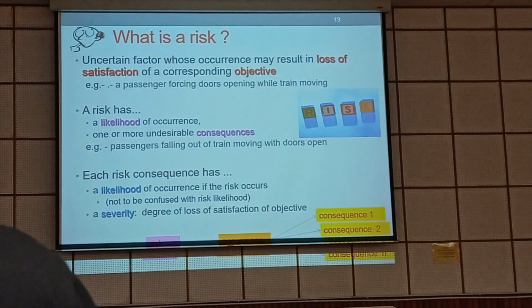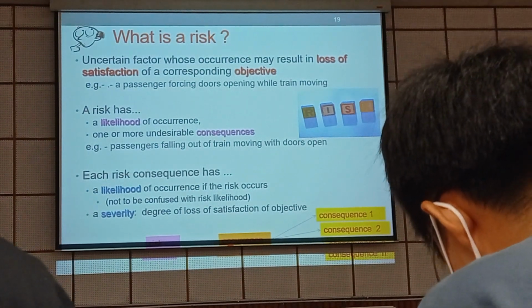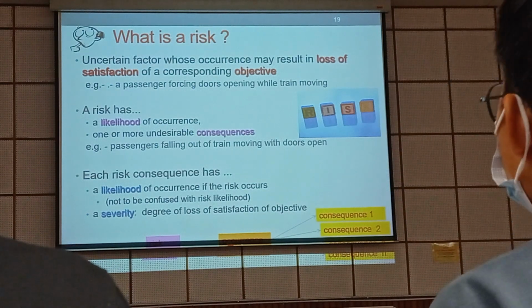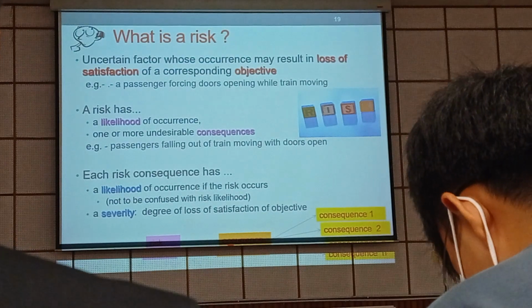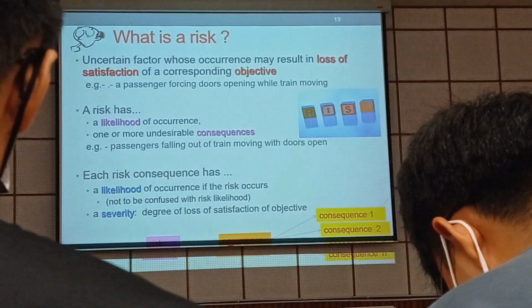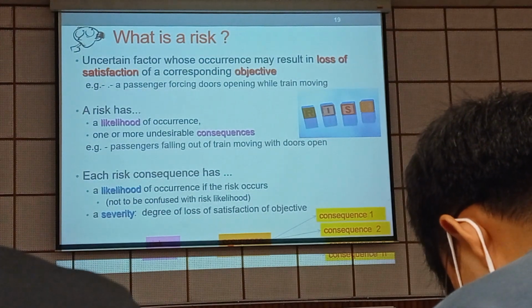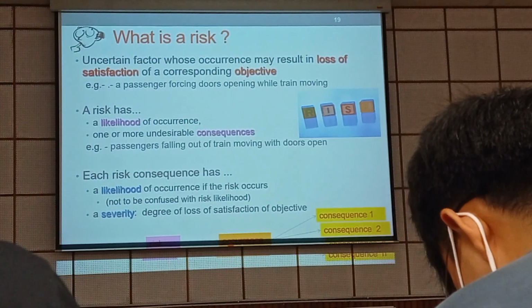What are they? You need to know the likelihood. How confirm the risk can happen. Then the second one, consequences. If the risk happens, what will be the consequences? Very high, very low? You need to identify the consequences. Now you see, if the likelihood is very high, also not good.